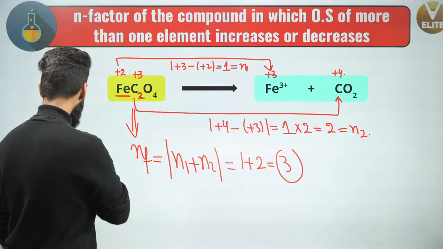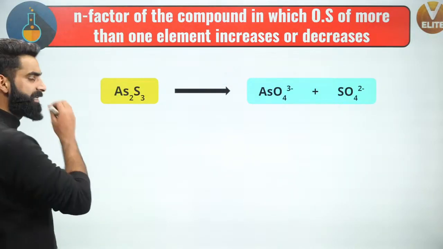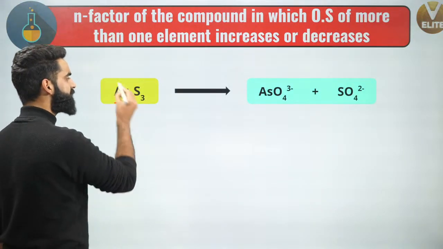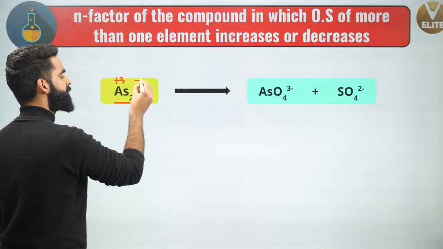Let me give you a few more examples. You can easily calculate it. First of all, if I want you to calculate the oxidation state of this As right here, just crisscross these. It is going to be +3. It is going to be -2.